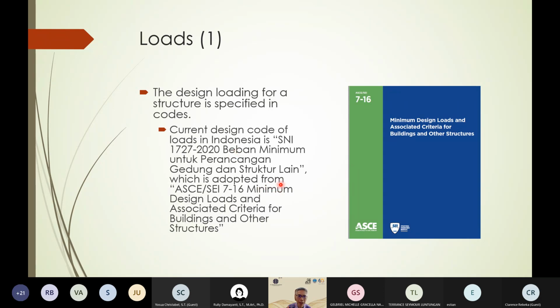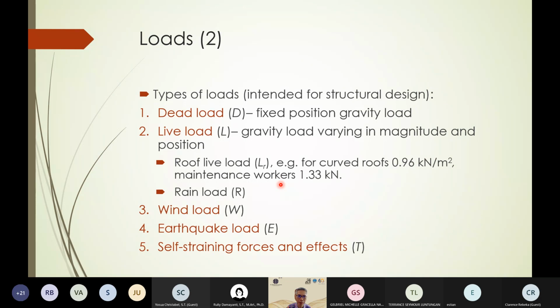In this code, we categorize the loads into several types: dead loads, live loads, wind loads, earthquake loads. These are the most basic types of loads. And I think for bamboo structures, it's also important to consider self-straining forces and effects. Okay, so this is the symbol T in the design codes. The dead load and live load are gravity loads, while the wind and earthquake loads are mostly lateral loads. Of course, earthquake also induces vertical loads, but normally we neglect the vertical components.